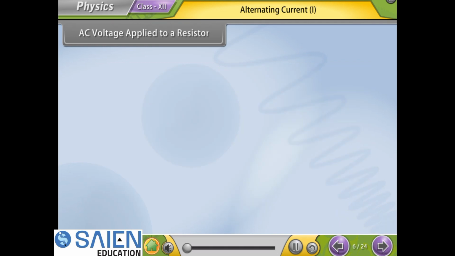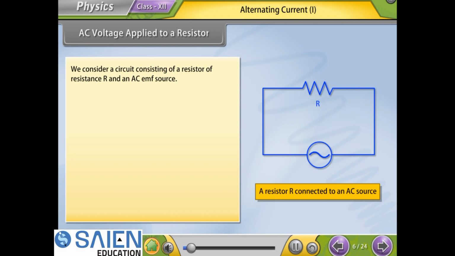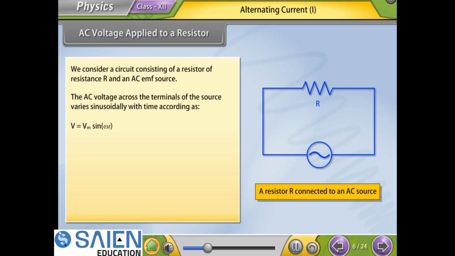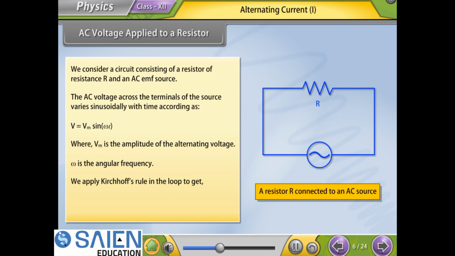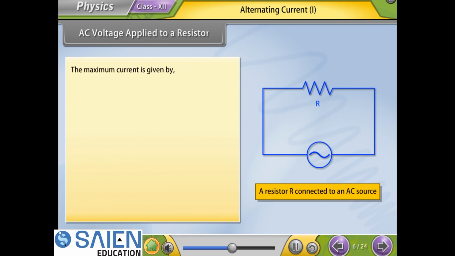AC voltage applied to a resistor. We consider a circuit consisting of a resistor of resistance R and an AC EMF source. The AC voltage across the terminals of the source varies sinusoidally with time according to V = Vm sin ωt, where Vm is the amplitude of the alternating voltage and ω is the angular frequency. We apply Kirchhoff's rule in the loop to get I = (Vm/R) sin ωt. The maximum current is given by Vm/R. Now, the above equation can be written as I = Im sin ωt.